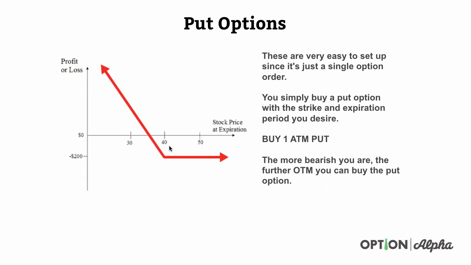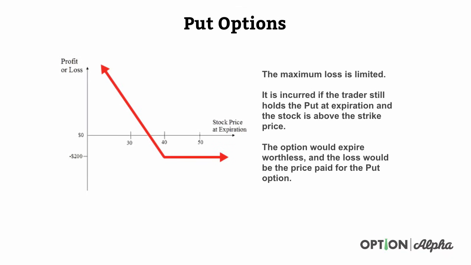Now again, the more bearish you are, the further out of the money and the lower you'll buy those put option contracts on whatever you're trading. The maximum loss, again, with long options is limited. It's incurred if the trader is still holding the put option at expiration and the stock is above the strike price. Okay, in this case, the option would expire worthless and the loss would be the price paid for the put option. Now, as opposed to our home builder example, in this case with an option contract, you are not required to sell the shares.